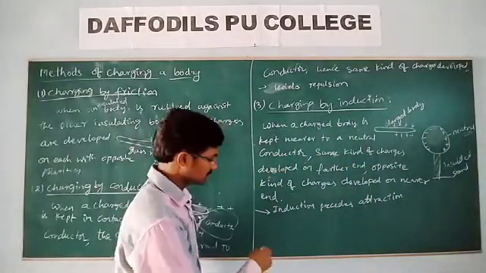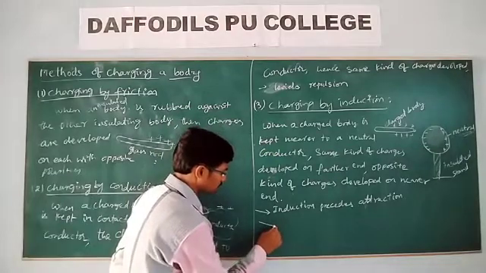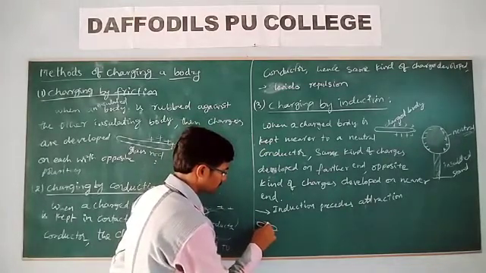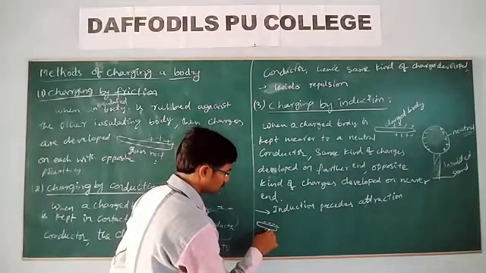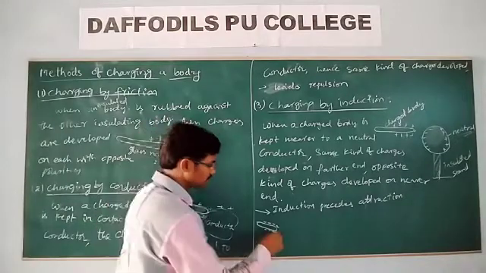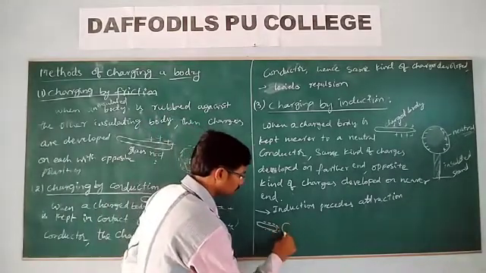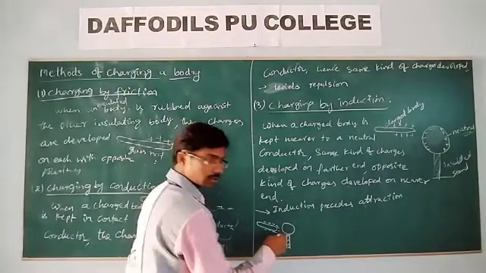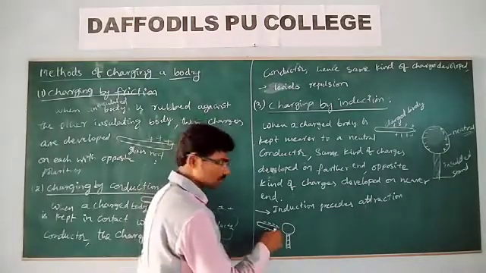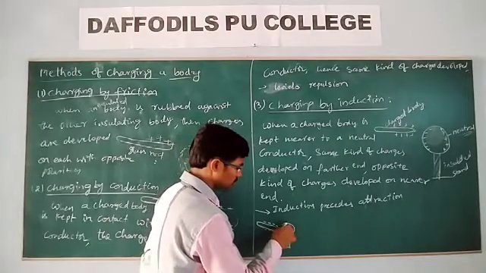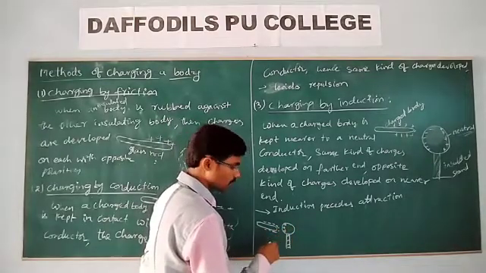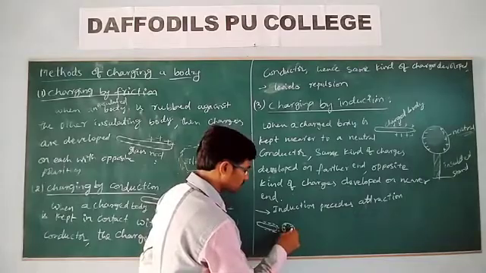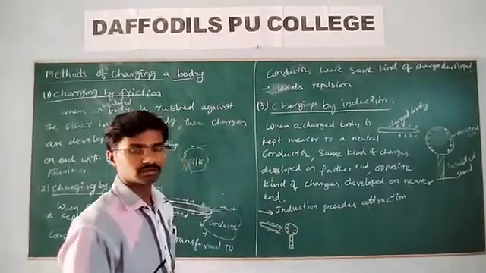Now let me explain how to make a body charged. Observe clearly that here we have taken one charged body. Let me take a negatively charged body, and this is kept nearer to a neutral, insulated body. Now what will happen on the nearer end? Opposite polarity of charges are developed, and on the farther end negative charges are developed.